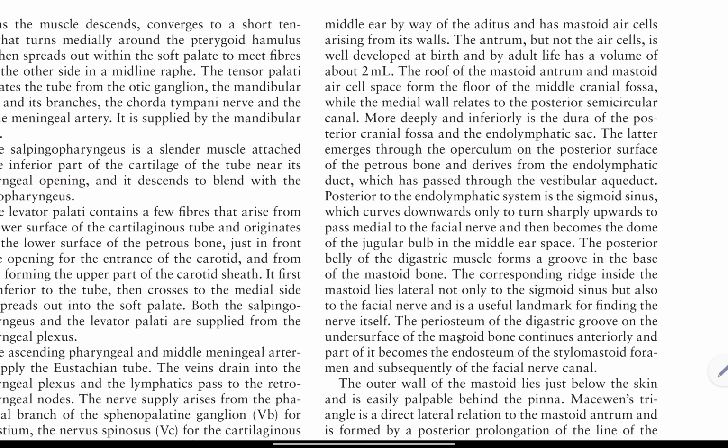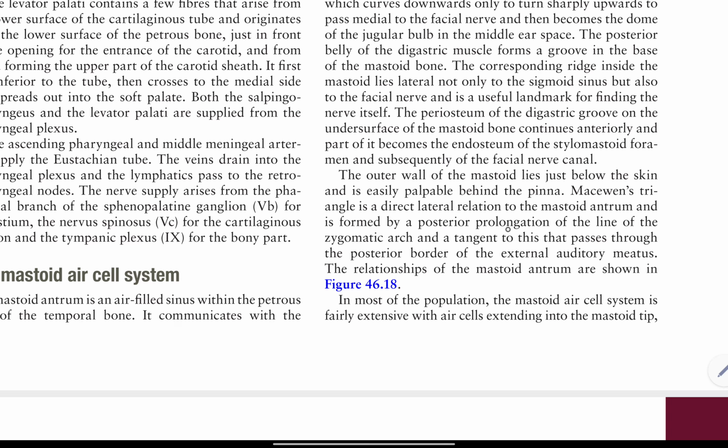McKeown's triangle is a direct lateral relation to the mastoid antrum and is formed by a posterior prolongation of the line of the zygomatic arch and a tangent to it that passes through the posterior border of the external auditory meatus. The relationships of the mastoid antrum are shown in figure 46.18.